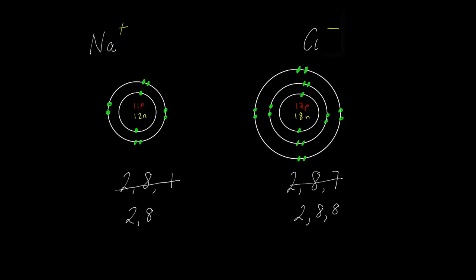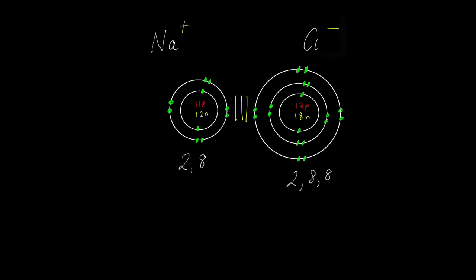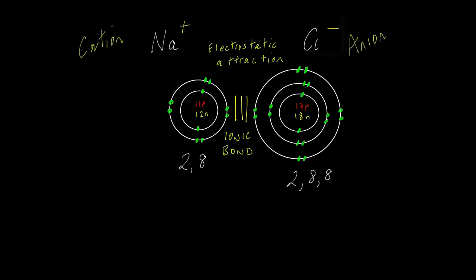The two oppositely charged ions are now attracting each other. It's electrostatic attraction that we call an ionic bond. Their electron configurations have changed, and you can see that. The sodium ion is a cation and the chloride ion is an anion.